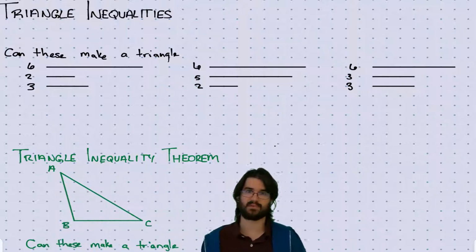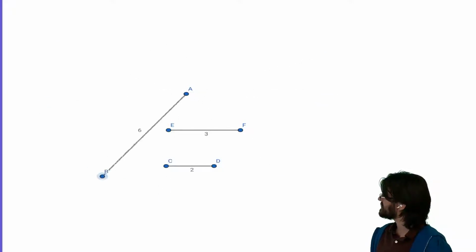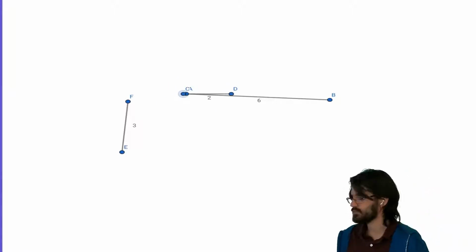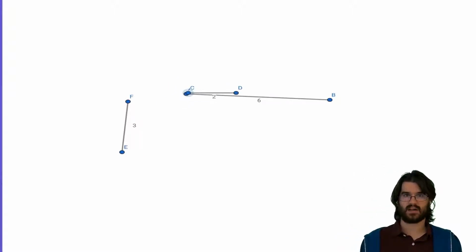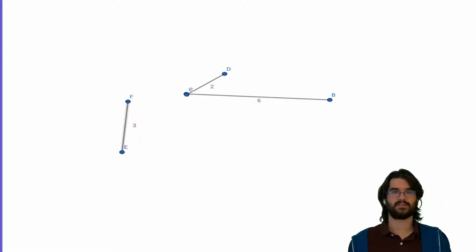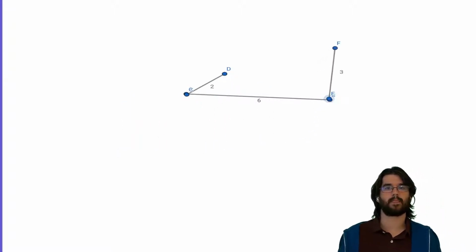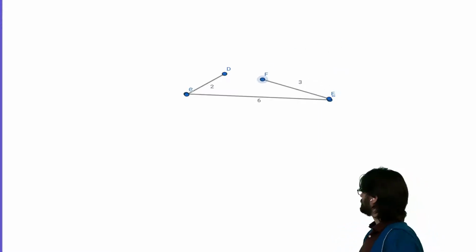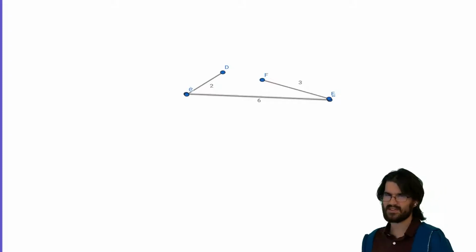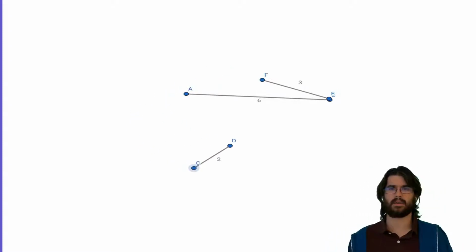So here we have three examples. We'll start with the first one, 6, 3, 2. So what I'll do is I'm going to start with side length 6, use it as the base of my triangle. And then I'll attach the 3 and the 2 to either end. Unfortunately, we see that we're having trouble making the 3 and the 2 meet. They're just too far away.